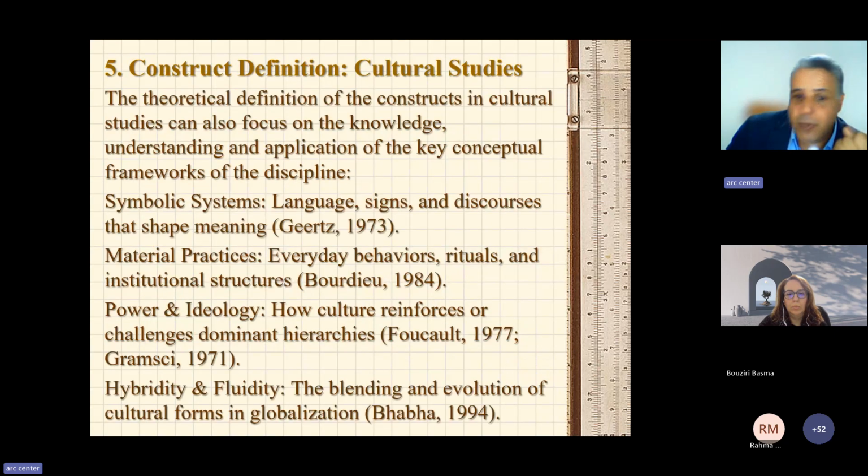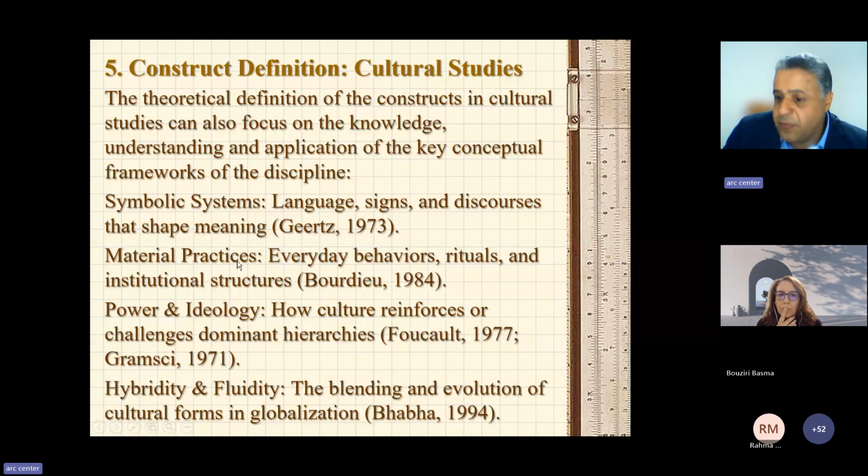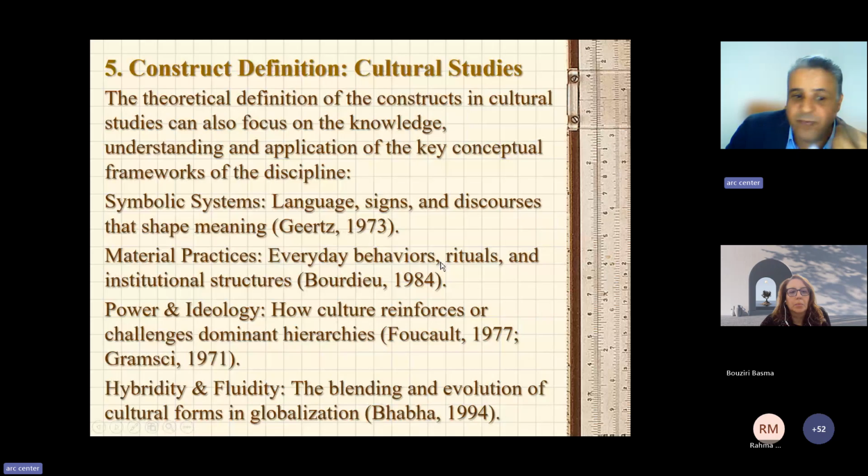We talk about symbolic systems, how language is used in cultures, the signs in culture, discourse in shaping meaning in culture. We talk about material practices, rituals, cultural behaviors, and institutions, and how they differ from one region or country to another. Power and ideology, for example, how culture reinforces or challenges dominant hierarchies. And then hybridity and fluidity, for example, the blending of cultural forms, evolution, and globalization.